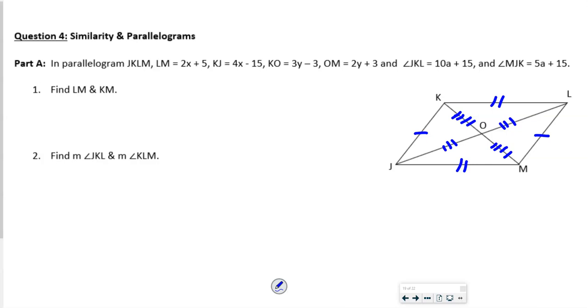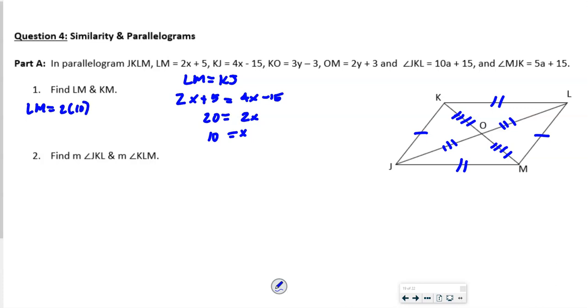So for this, see that we have LM and KJ. So that means LM is equal to KJ. Thus, we're going to say 2x plus 5 equals 4x minus 15. Subtract 2x from both sides, that gives us 2x over here. Add 15 to both sides, that gives us 20. Divide both sides by 2, so x equals 10. So then we're going to plug that 10 in to find LM. LM is equal to 2 times 10 plus 5, so that's 25.